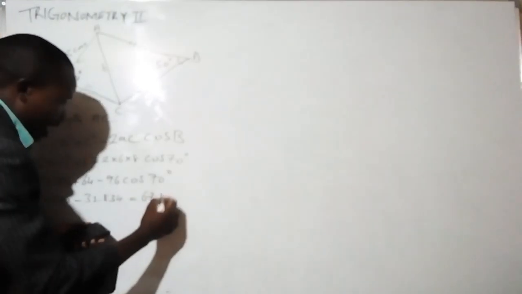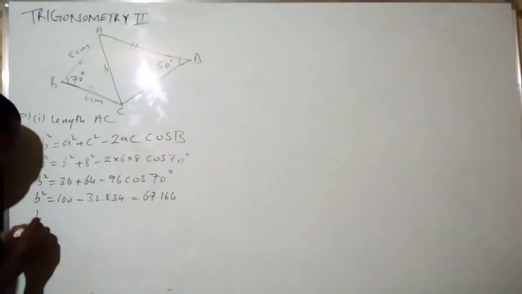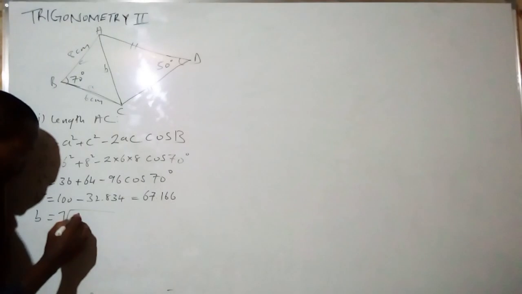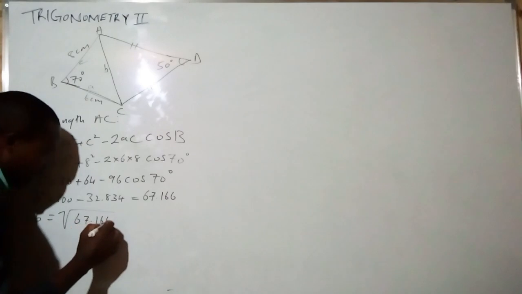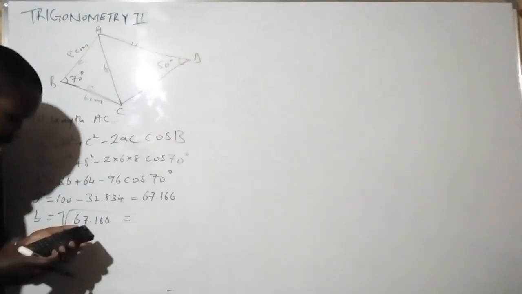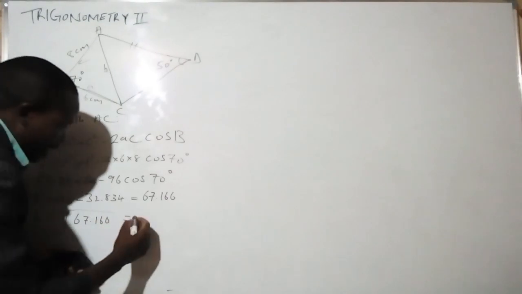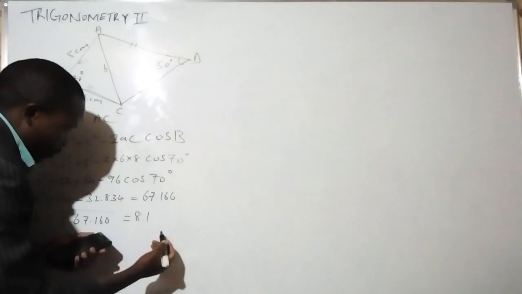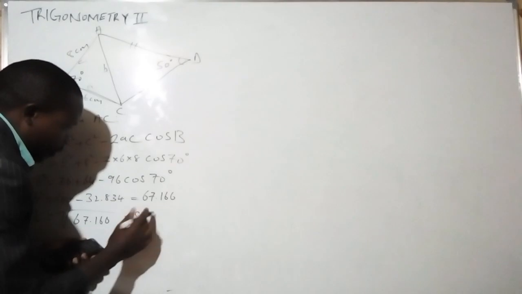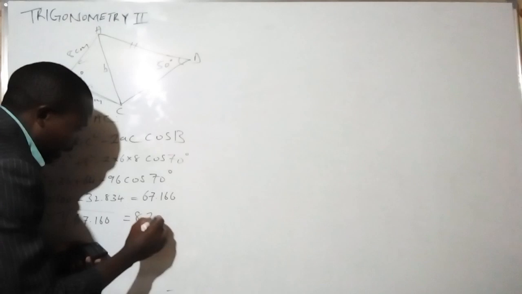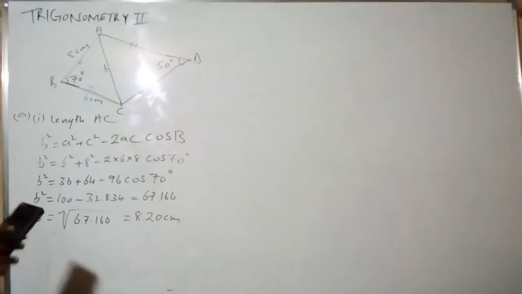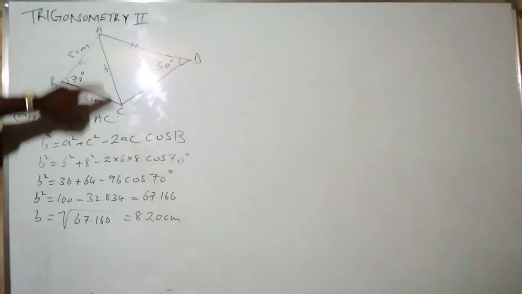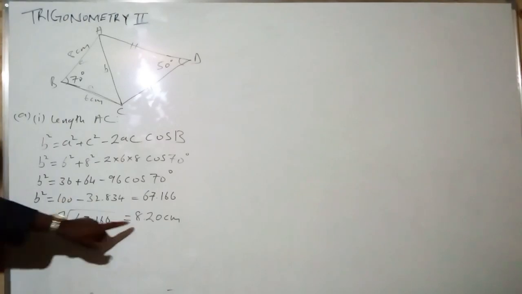100 minus that answer we get 67.166. b is the square root of 67.166. Square root of the answer we get 8.20 to 2 decimal places centimeters. That is the length of AC. AC is 8.2 centimeters.